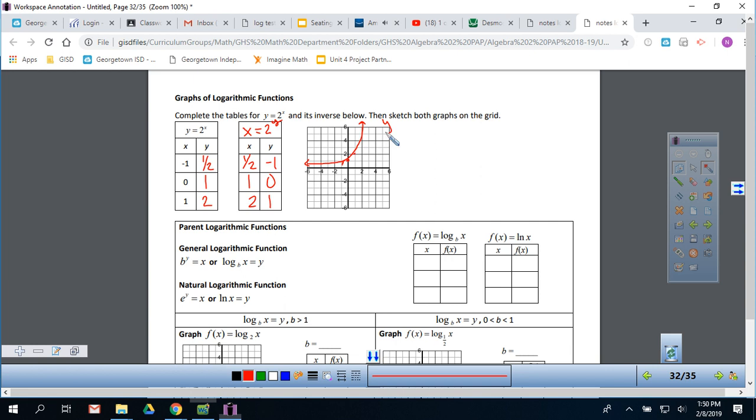And so when we graph them, so this is my y equals 2 to the x. And then this column is in blue. Alright, and so we can kind of see how these are reflections across the line y equals x, where we're flipping everything.